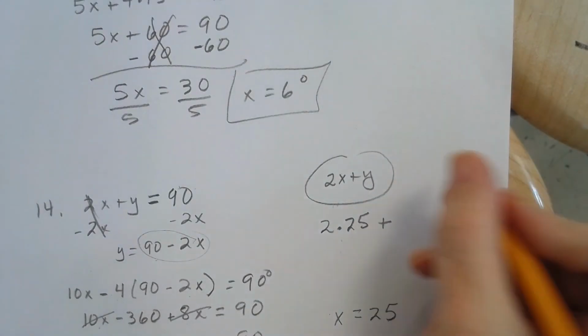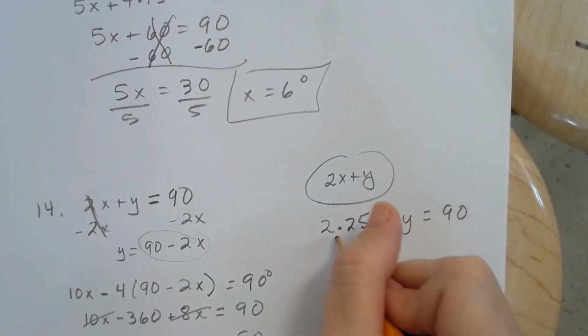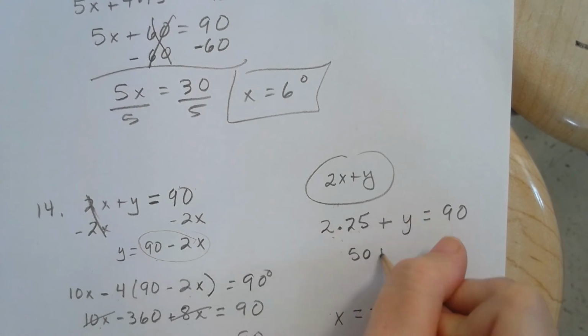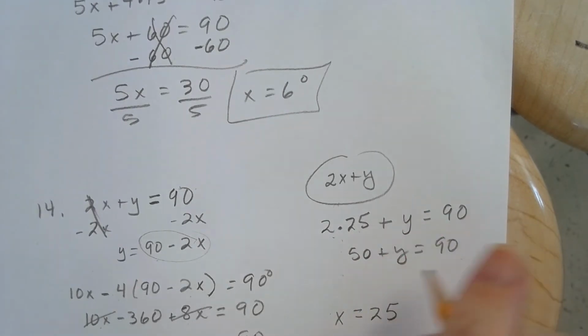So 2 times 25 plus y is equal to 90. 2 times 25 is 50. 50 plus y equals 90. When I subtract 50 from both sides, I get y is equal to 40. And that is the answer. So x is 25, y is 40.